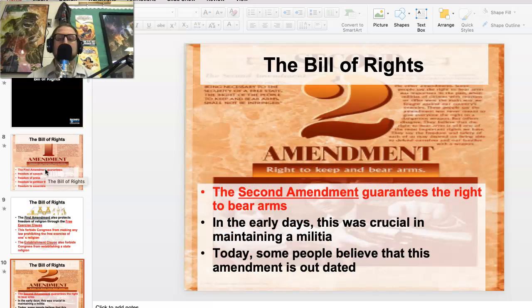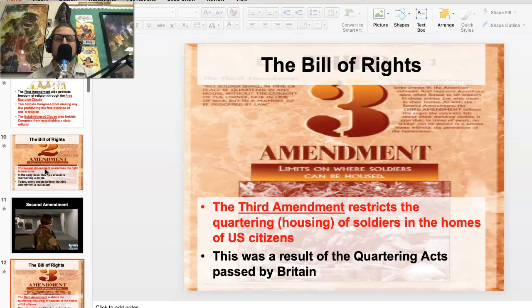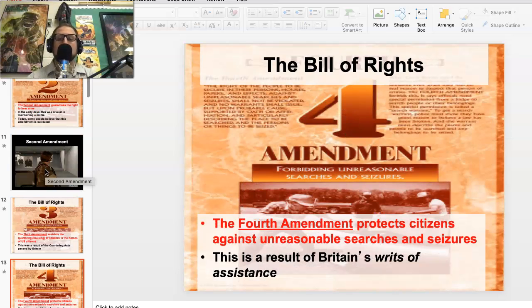in America. The Second Amendment, very popular in the South, the right to bear arms. The debate has been not whether or not people should have guns in the modern era, but what type of guns they should have. The Third Amendment bans the quartering act. If there is a war on U.S. soil, you do not have to house soldiers or provide food or rations for them. The Fourth Amendment, which is a result of the writs of assistance, protects against unreasonable searches and seizures.